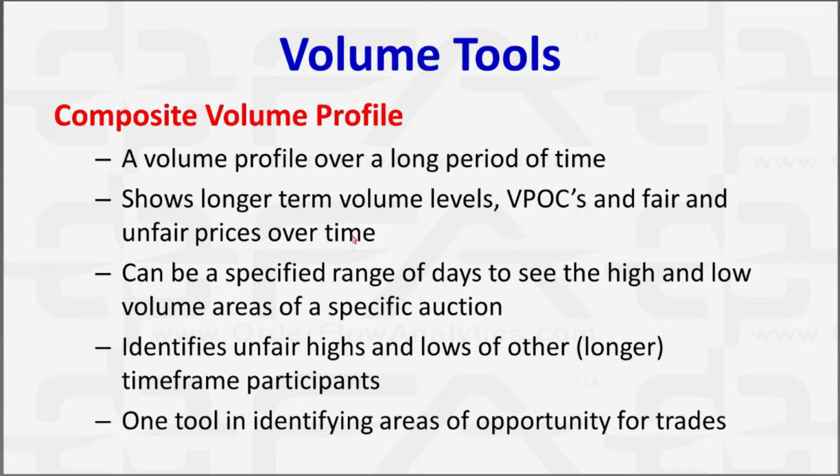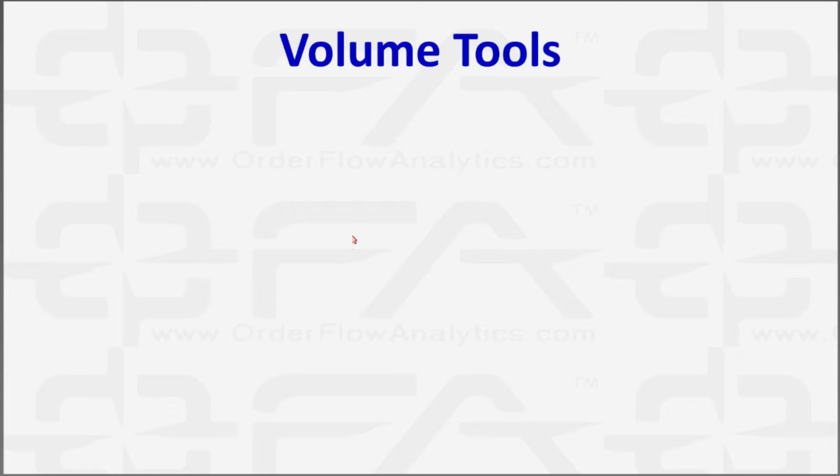And this is just one tool. The composite volume profile is one tool in identifying areas of opportunity for trades. Every market is incredibly dynamic, and anything can happen. You know, the old saying that the market can stay irrational longer than you can stay solvent is very true. That's why you want to eliminate your bias as much as possible. But this is one tool, the composite volume profile, one tool. We're going to go through others in identifying areas of opportunity for trades.